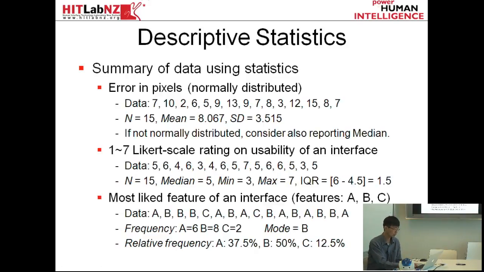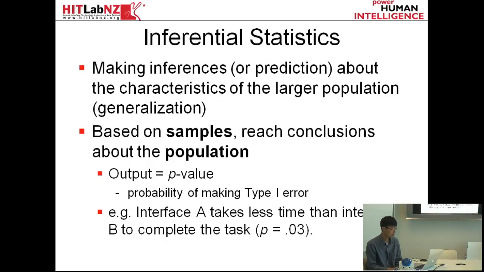So that was descriptive statistics, and today we'll be mostly talking about inferential statistics, which is, again, making a prediction about the whole population based on the sample you've run a user study with. In inferential statistics, the output is pretty much the p-value, which is a probability value of how likely it is you are making a type 1 error when you make a conclusion based on this sample. So whenever you run inferential statistics, the very fundamental thing that people are looking at is the p-value, which is the probability of making a type 1 error.